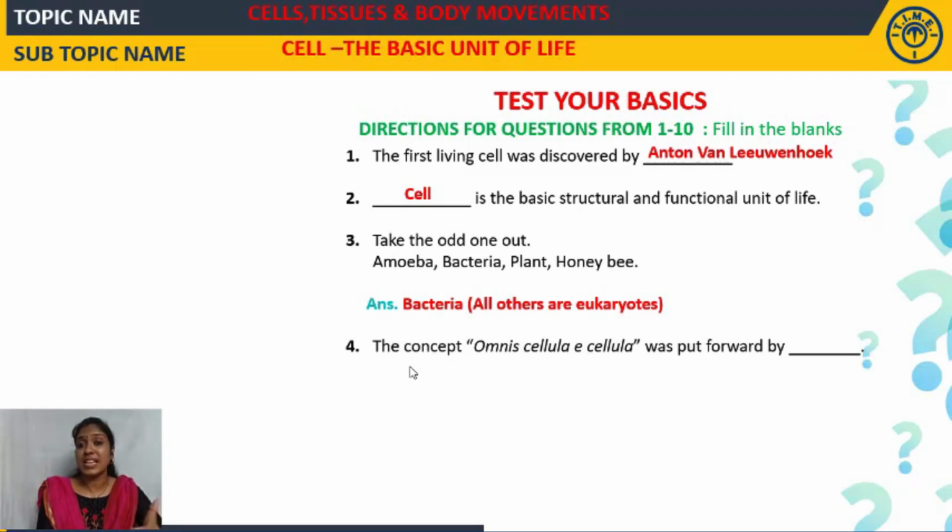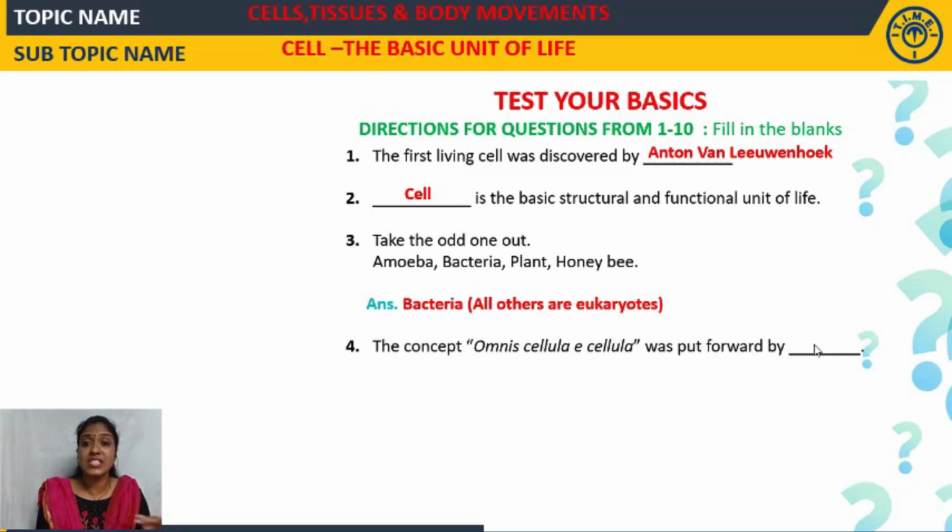All new cells derive from the old cells. Otherwise, we can say all existing cells derive from the pre-existing cell. Every cell is derived from its old cell. That is the meaning of this phrase. It was put forward by... So this is one of the concepts of what? Cell theory.